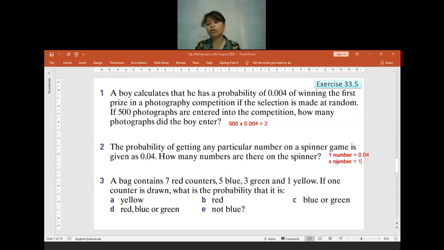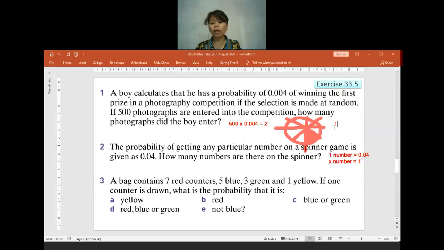Yeah, if you are getting confused about the probability of getting any particular number on a spinner, you know a spinner, right? Maybe I will just draw a random spinner like this. I divide the spinner into 8. So if I want to find the probability of getting the part that I already shaded, what is the probability of this part? Anyone knows?